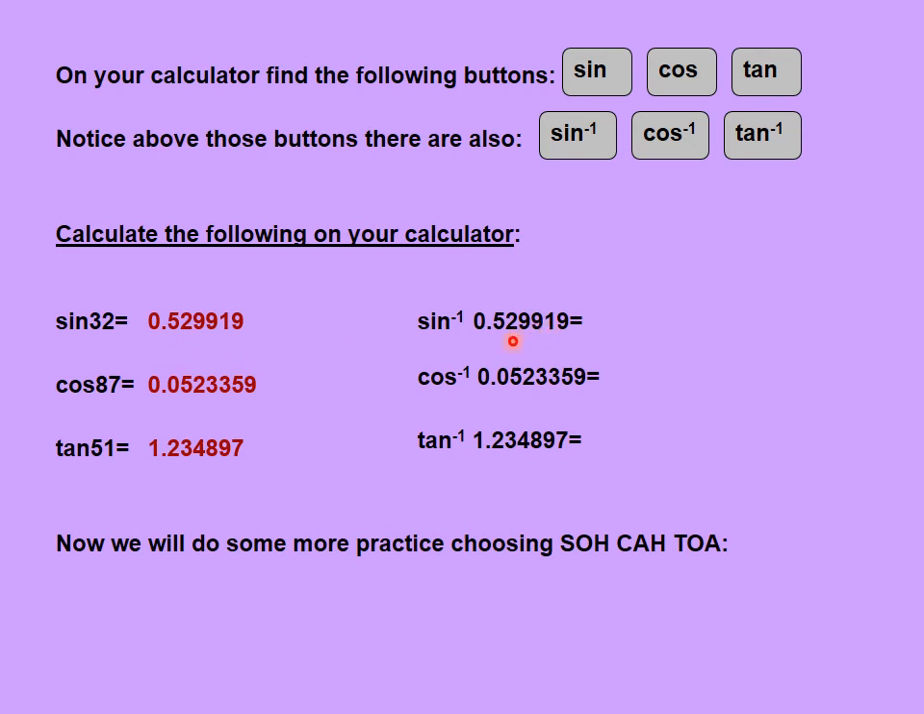So now we're going to go backwards. If logic tells us correctly, we should be able to get 32. And here we should be able to get 87. And here we should be able to get 51. So let those answers come up. But do check them in your calculator to see if you can get them, because every calculator is a little bit different. And I want you to make sure you know how to use your calculator properly. Okay?